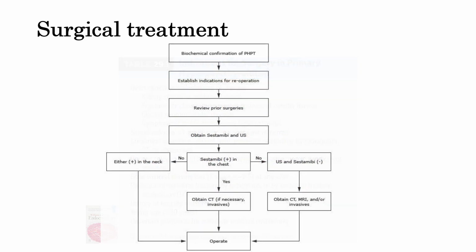For the surgical treatment, first of all, after confirming primary hyperparathyroidism, we go for ultrasonography and sestamibi. If they are positive, we go for surgery. If they are not, we can use other imaging techniques like CT, 4D CT scan or MRI. And even some centers use venous sampling to localize the parathyroid adenomas.